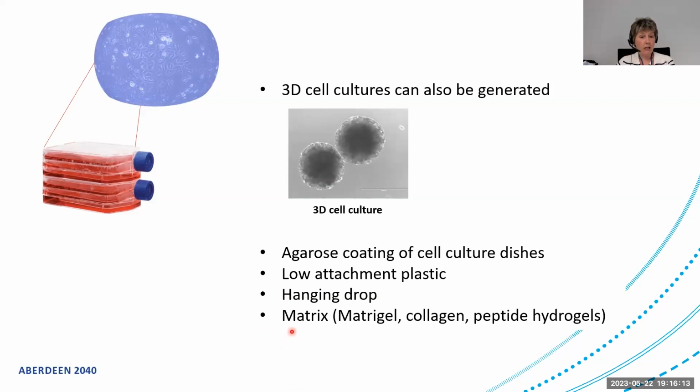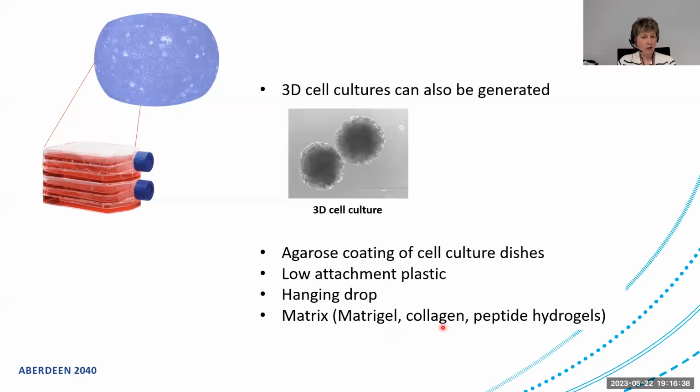People have also looked at different matrices as a way of encouraging cells to grow in 3D. The first one of these is Matrigel, but one of the downsides of Matrigel, as we move towards moving away from animal components in cell culture, is that Matrigel is actually derived from animal, it contains animal components.